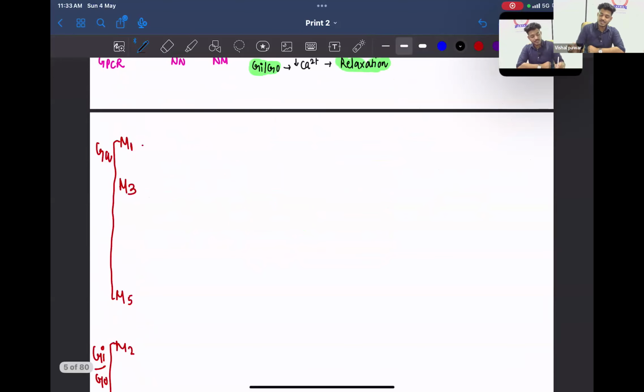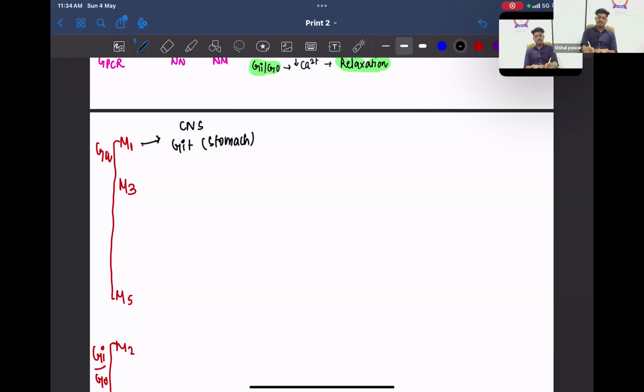Now this M1 receptors are present there. What is the location of M1? They are going to be present in the CNS and in the GIT, in the stomach. GIT, it will be present in the stomach.